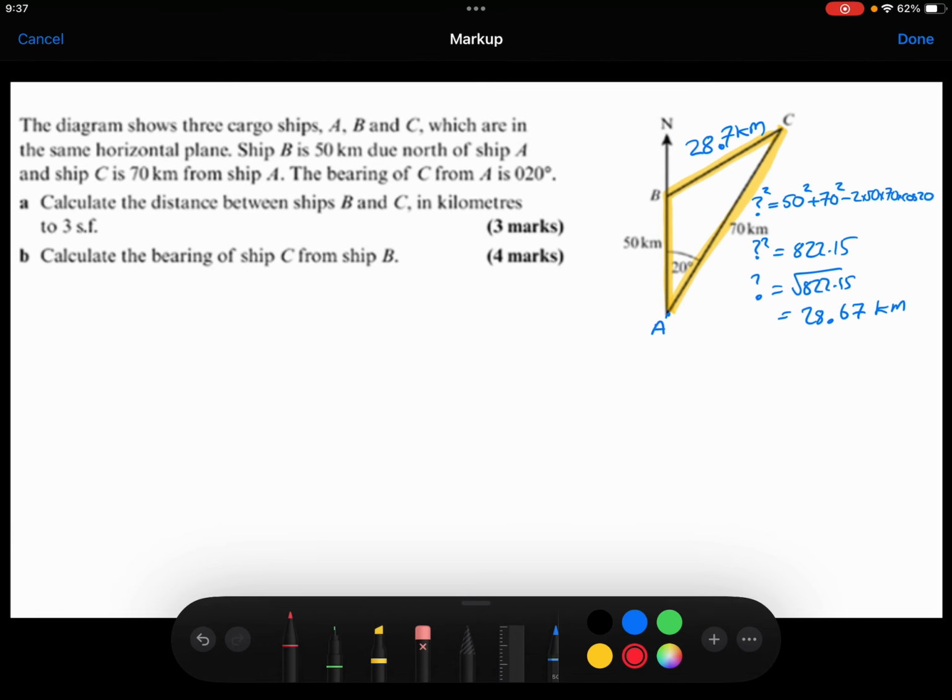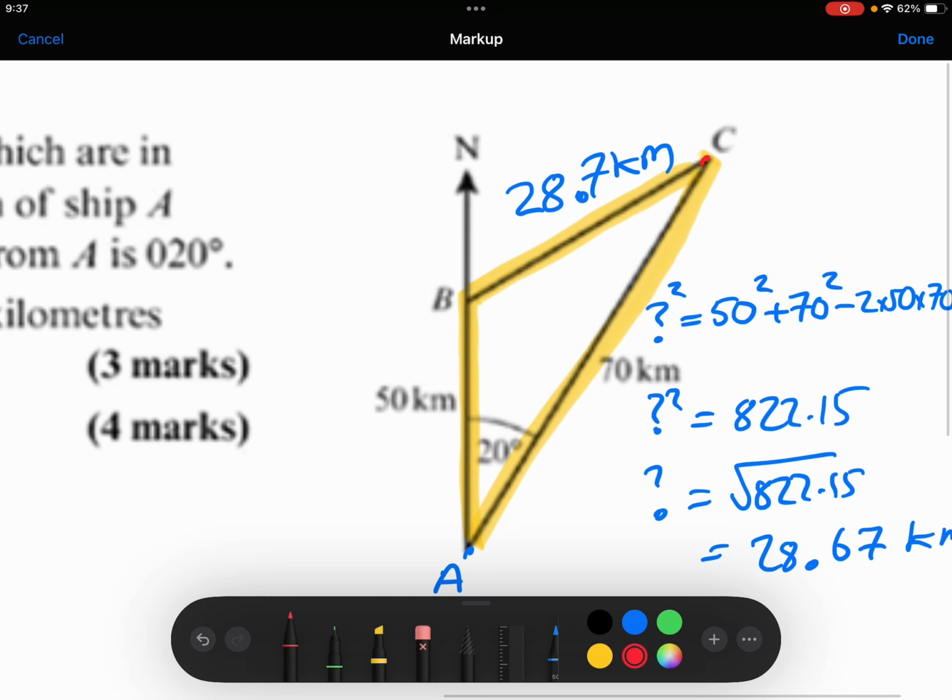Part B of the question says to calculate the bearing of ship C from ship B. So the bearing of C from B, so the direction that ship B needs to travel on to go to ship C, which is the angle clockwise from north, so it's that angle there.